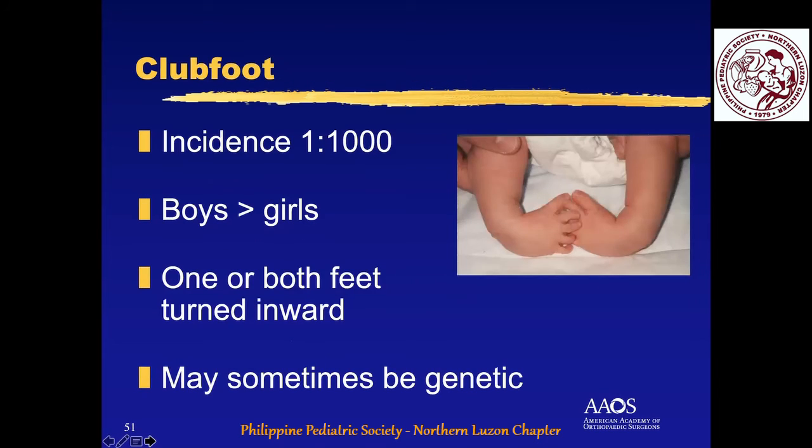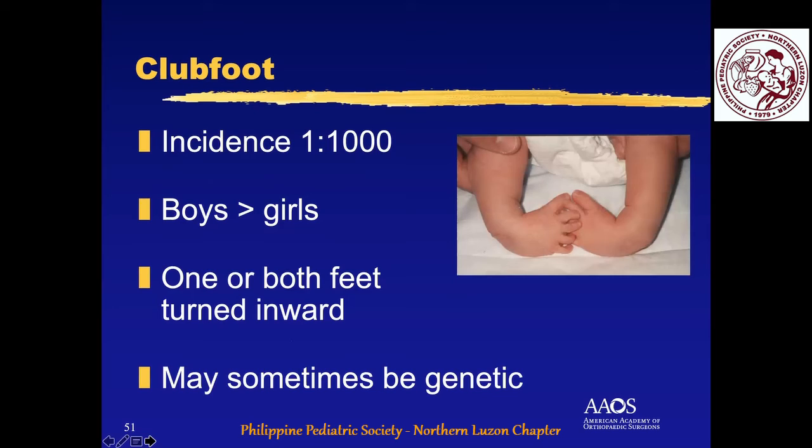Clubfoot is the opposite deformity. Clubfoot is, again, one of the most common deformities we see in the childhood or neonatal age. It happens at an incidence of roughly 1 in 1,000 live births. Sometimes it is genetic and runs in some families, but a lot of times it doesn't.